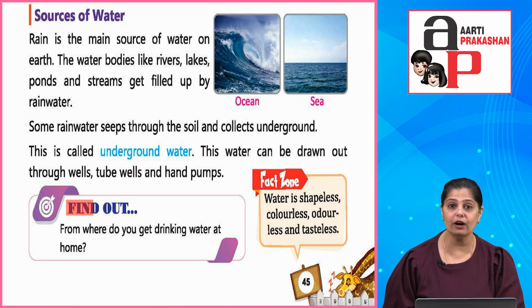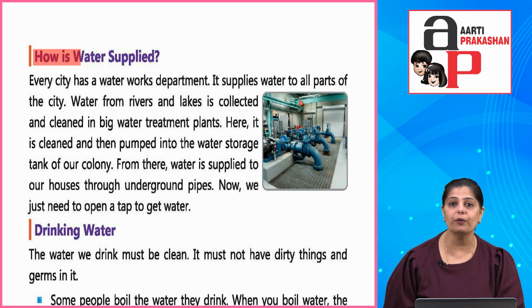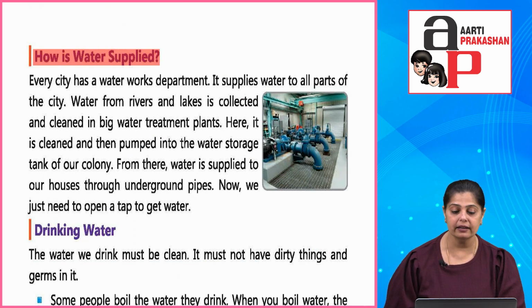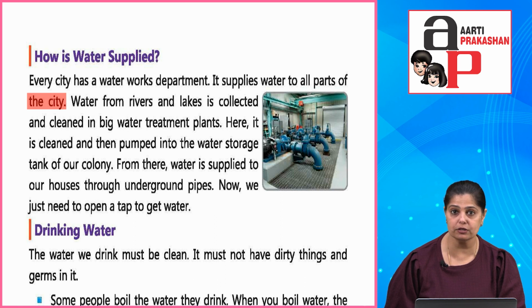Okay, now find out from where do you get drinking water at home. आपके घर पे ड्रिंकिंग वाटर कहाँ से आता है? पीने का पानी कहाँ से आता है? Find out. Now how is water supplied? Okay, वाटर का सप्लाई कैसे होता है? Every city has a waterworks department. It supplies water to all parts of the city. वाटर वर्क्स डिपार्टमेंट जो है, they are in charge of supplying water to all the parts of the city.